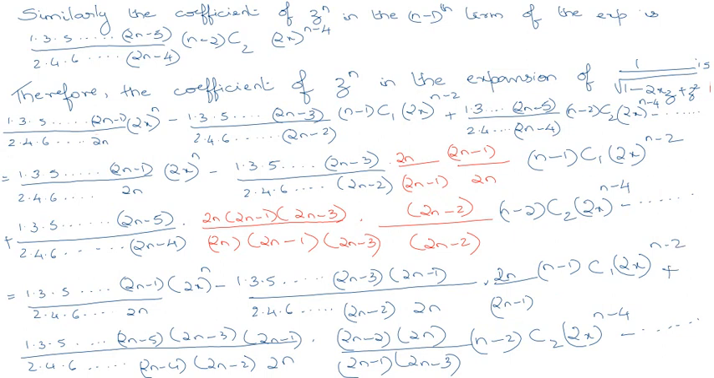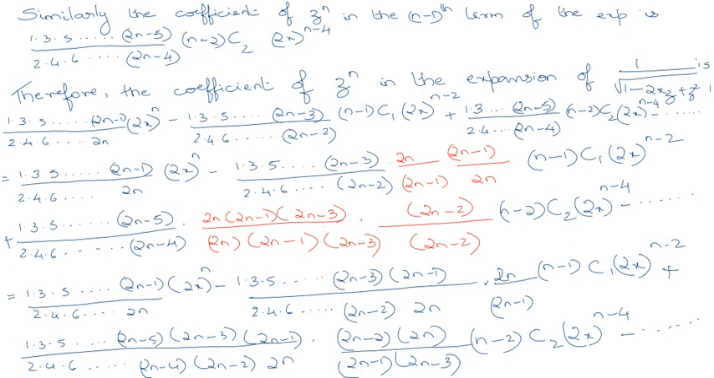And in the third term also we are arranging like that. That is 1 into 3 into 5 etc. 2n minus 5 into 2n minus 3 into 2n minus 1 divided by 2 into 4 into 6 into etc. 2n minus 4 into 2n minus 2 into 2n. Okay, and writing the remaining terms, that is 1 into 3 into 5 etc. 2n minus 5 into 2n minus 3 into 2n minus 1 divided by 2 into 4 into 6 etc. 2n minus 4 into 2n minus 2 into 2n.